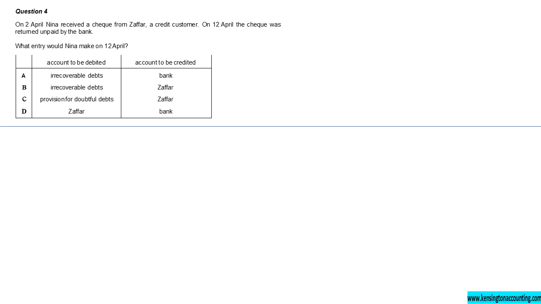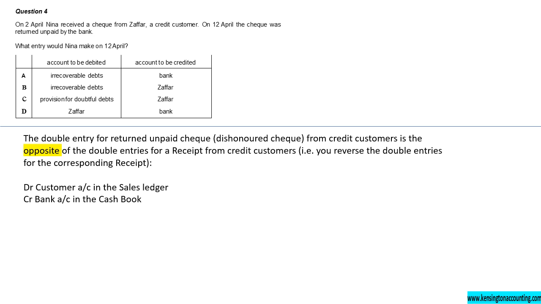Question 4. Nina received a check from Jafar, a credit customer. On 12 April, the check was returned unpaid by the bank. What entry would Nina make of this return of check? A return of a check from a customer is also known as a dishonored check. So the question is about what is the double entry for a dishonored check from a credit customer.